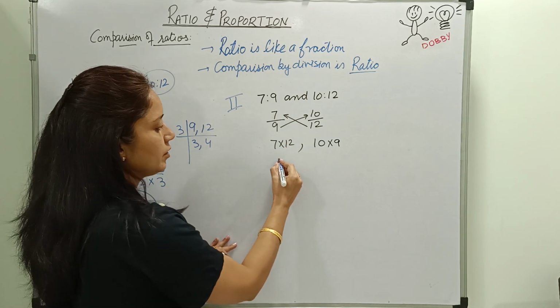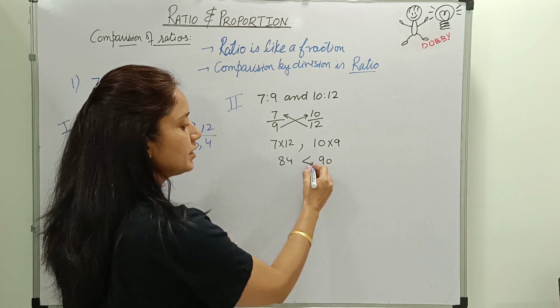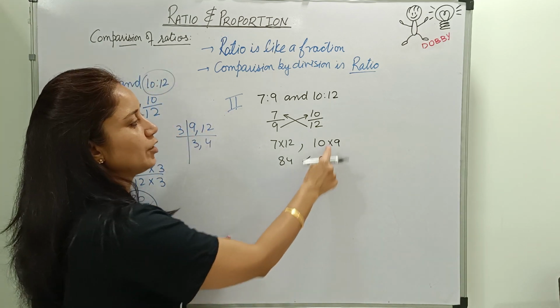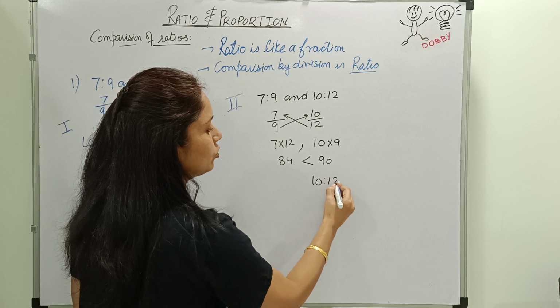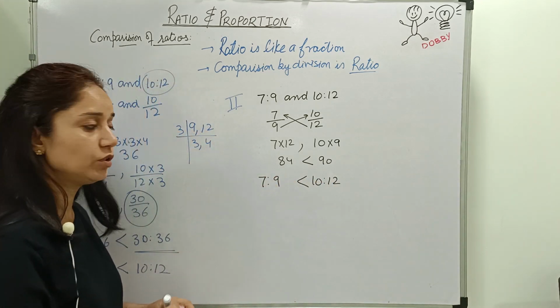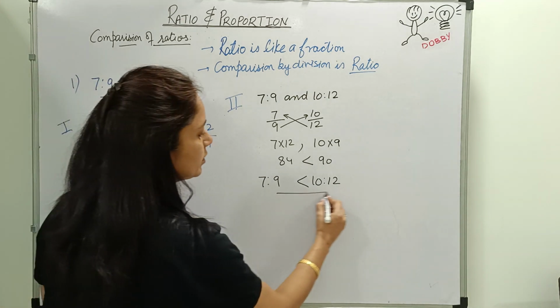12 sevens are 84, 9 tens are 90. So here you can see 90 is the greater answer than 84. That means second ratio, that means 10:12 is greater than 7:9. So these are the two ways. Here also answer same.